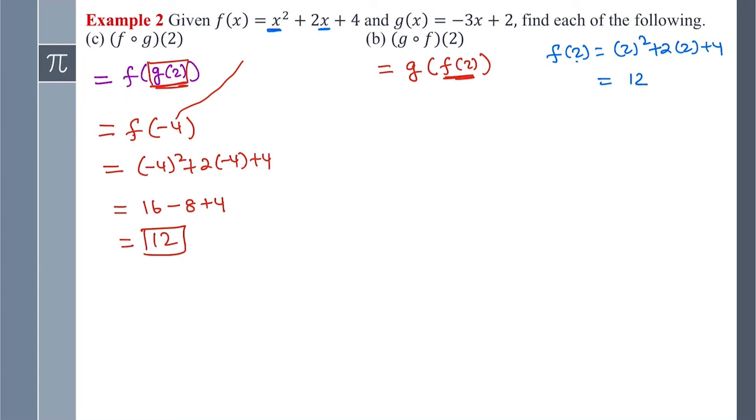That means this equals g of, now f of 2 is 12. Now what we need to do is find g of 12. So we'll take this one and plug it in here. So negative 3 times 12 plus 2. Negative 3 times 12 is negative 36 plus 2. And that gives us negative 34.